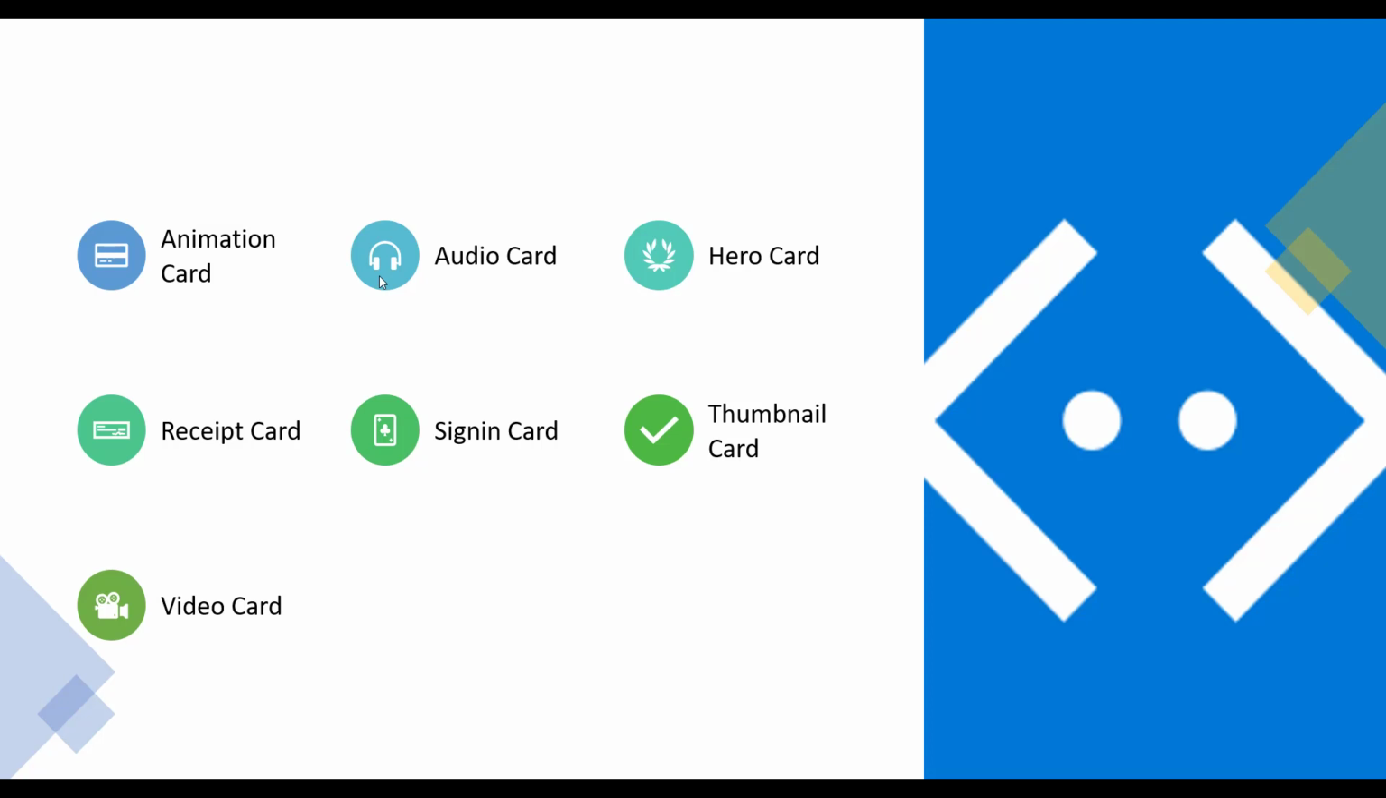A sign in card is mostly used for signing in. Let's say, for example, once a user connects to your bot, you have to validate the authentication for the user. That time you can use the sign in card. Next is the thumbnail card. This card is used to display small images in a vertical or horizontal order. It is mostly used for shopping cart applications. For example, in a pizza bot, you can display small pizza images in the GUI on the client side. That time you can use the thumbnail card.